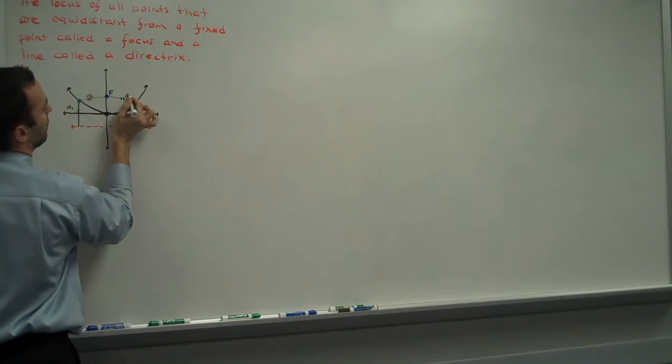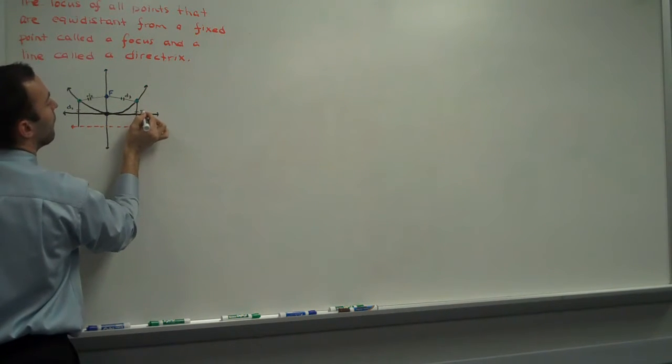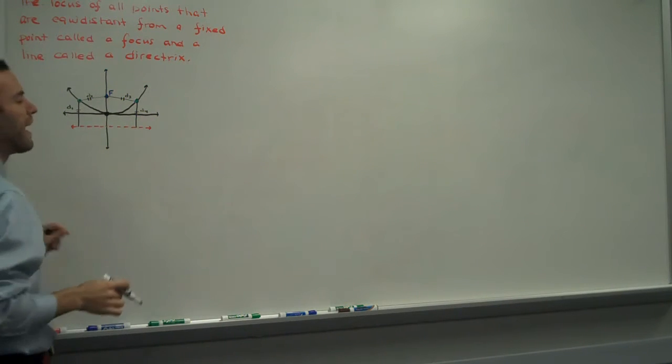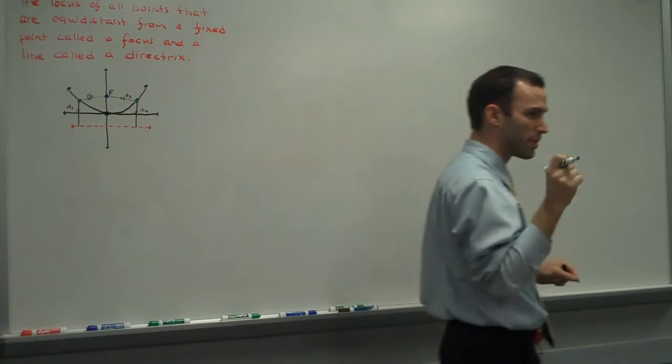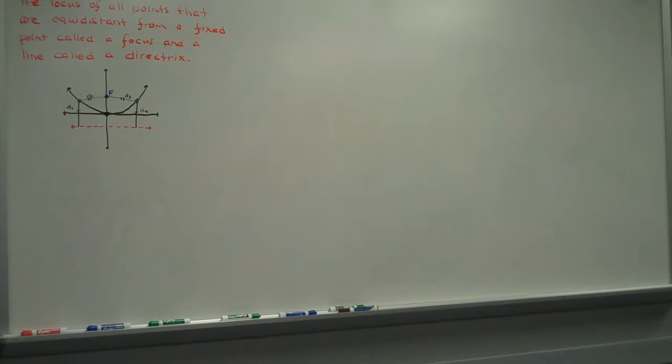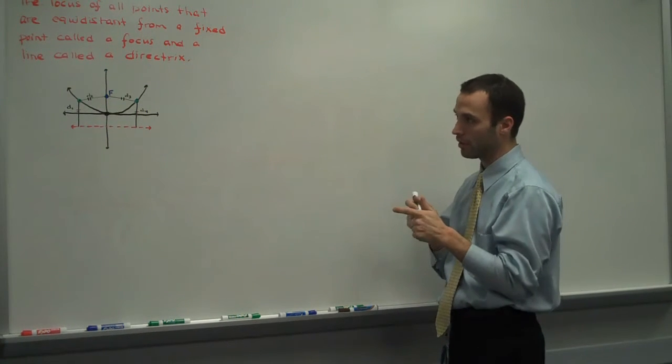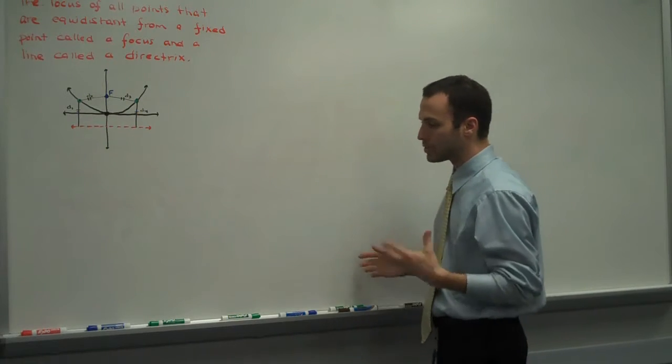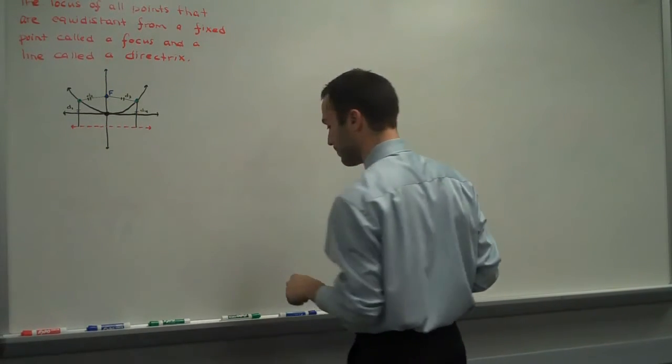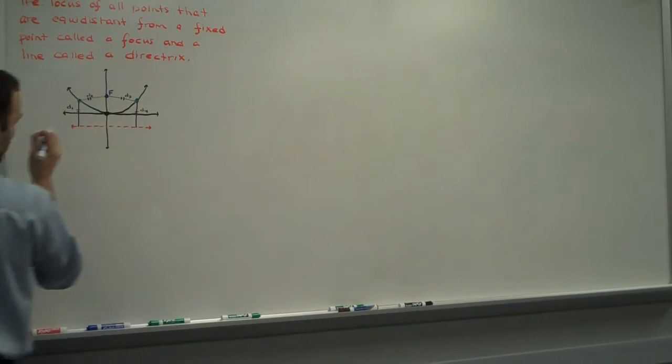Wait, which line? The dotted line or the line? The lines. The two black lines, if this was a perfect parabola, and we were to take a ruler and measure it, would be the exact same length. Now, in terms of just some more characteristics to build this up a bit, let me tell you this.